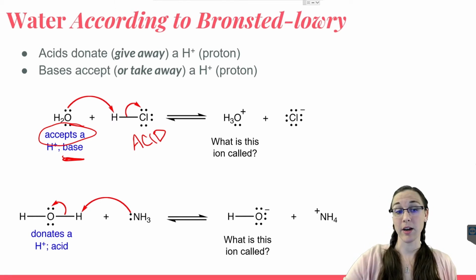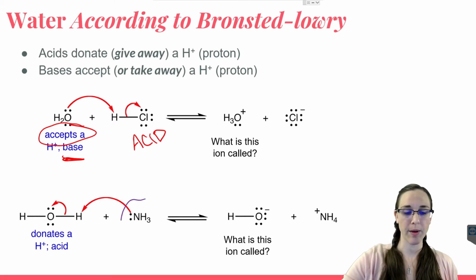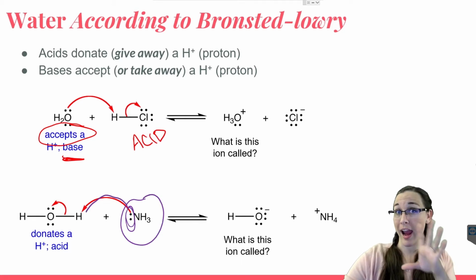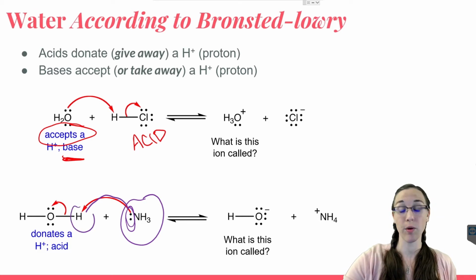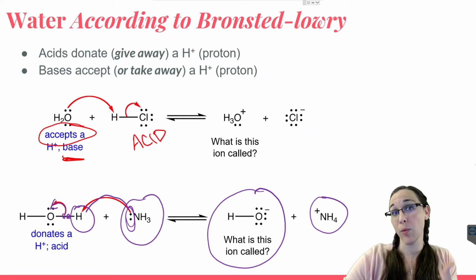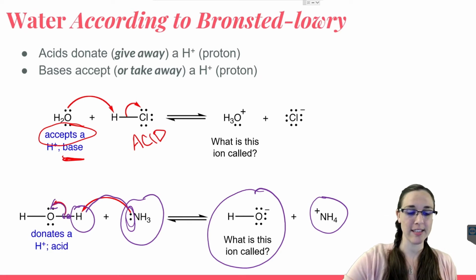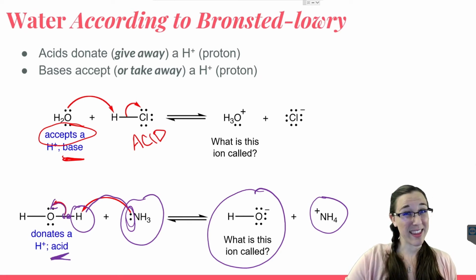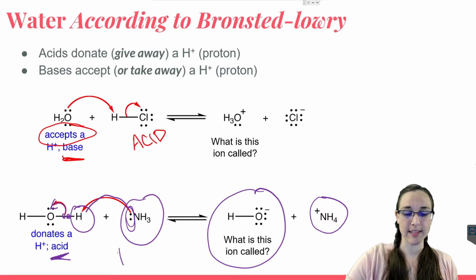In the bottom scenario, this is the same one we looked at earlier where we had ammonia. The lone pair on ammonia reaches its hand over and takes the H off of the water molecule this time. Those electrons that were bonded have to shift over onto the OH, creating hydroxide ion and ammonium, NH4+. In this case, since the water is giving away the H or donating the H, it's acting as the acid, meaning that the ammonia has to be acting as the base.